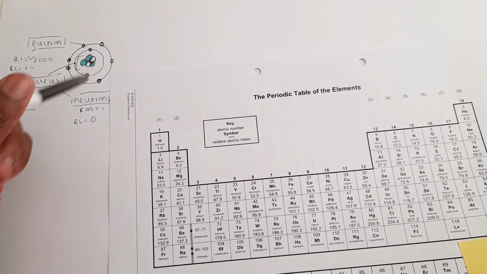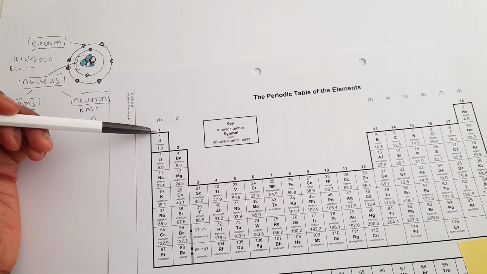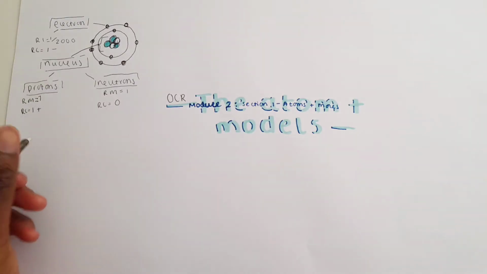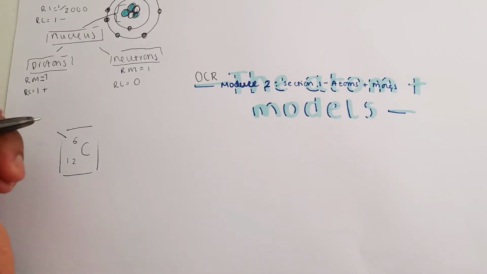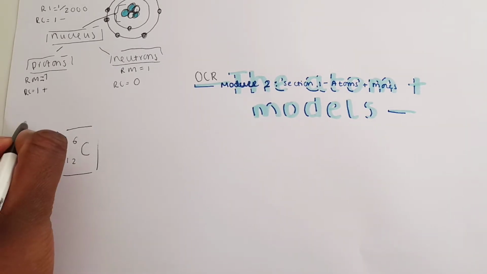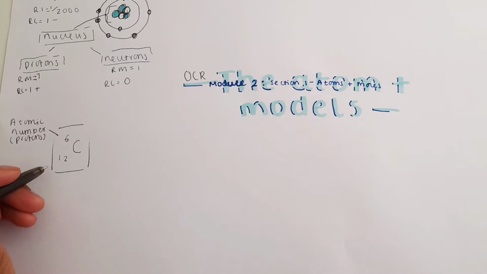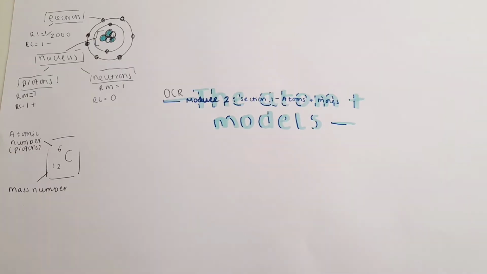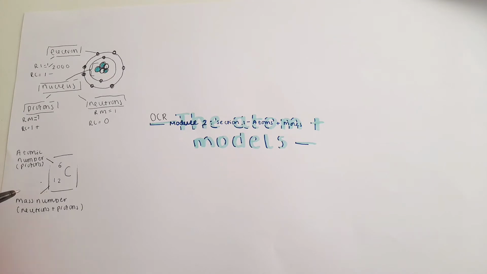On the periodic table, we have a bunch of different elements, and we also need to know what these numbers are. For example, in carbon, the 6 represents the atomic number, which is the number of protons. The 12 represents the mass number, and this is just the number of neutrons and protons. The mass number on the periodic table is an average of different isotopes.